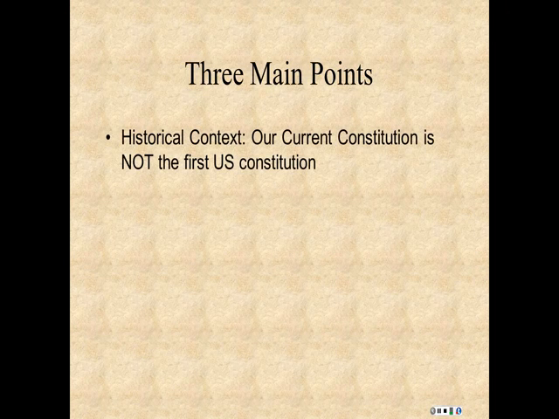The first is that we should just recognize that our current Constitution, which was drafted in 1787, implemented in 1789, was not our first Constitution. Remember, the Declaration of Independence occurs in 1776, and the first Constitution that we have is something called the Articles of Confederation, created in 1777. So for over 10 years, America operates under a Constitution that is different than our current Constitution.